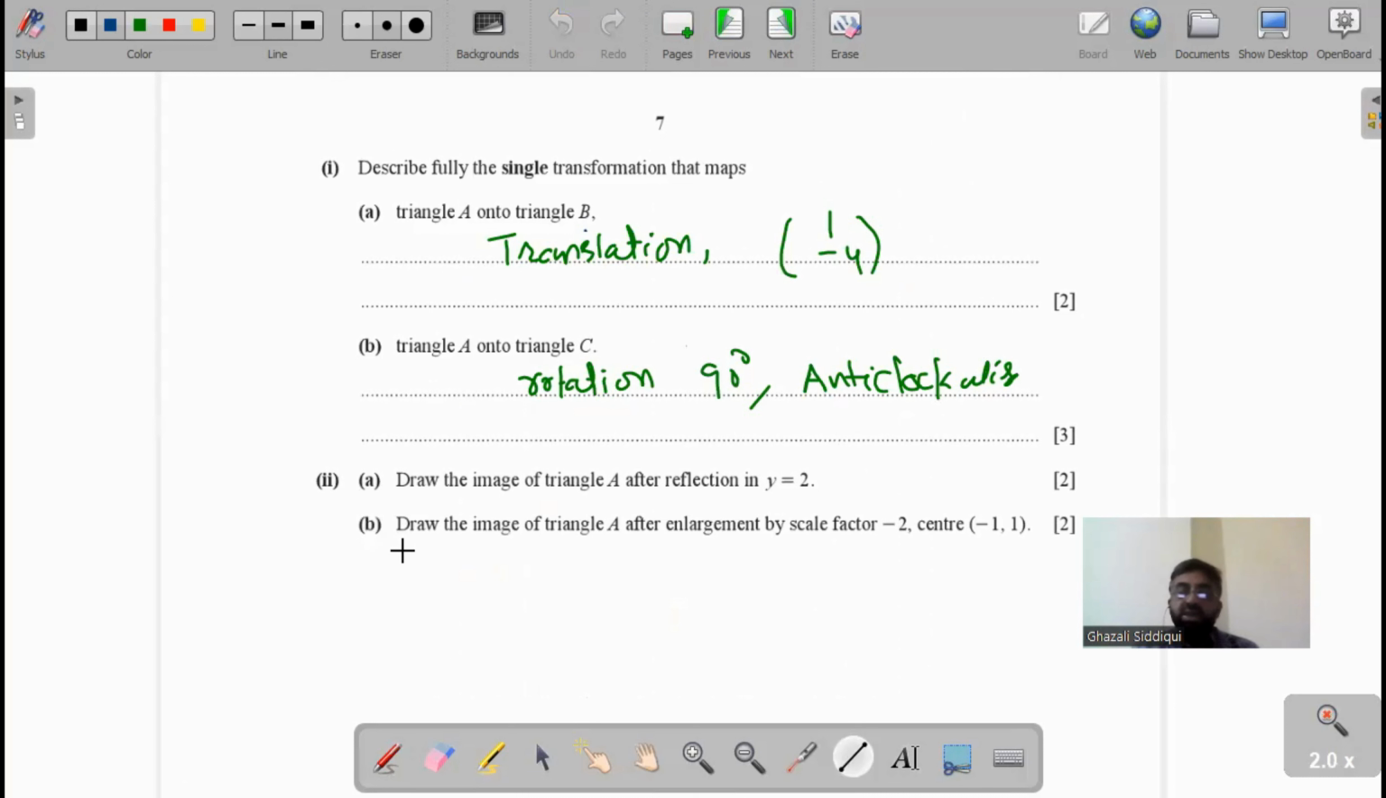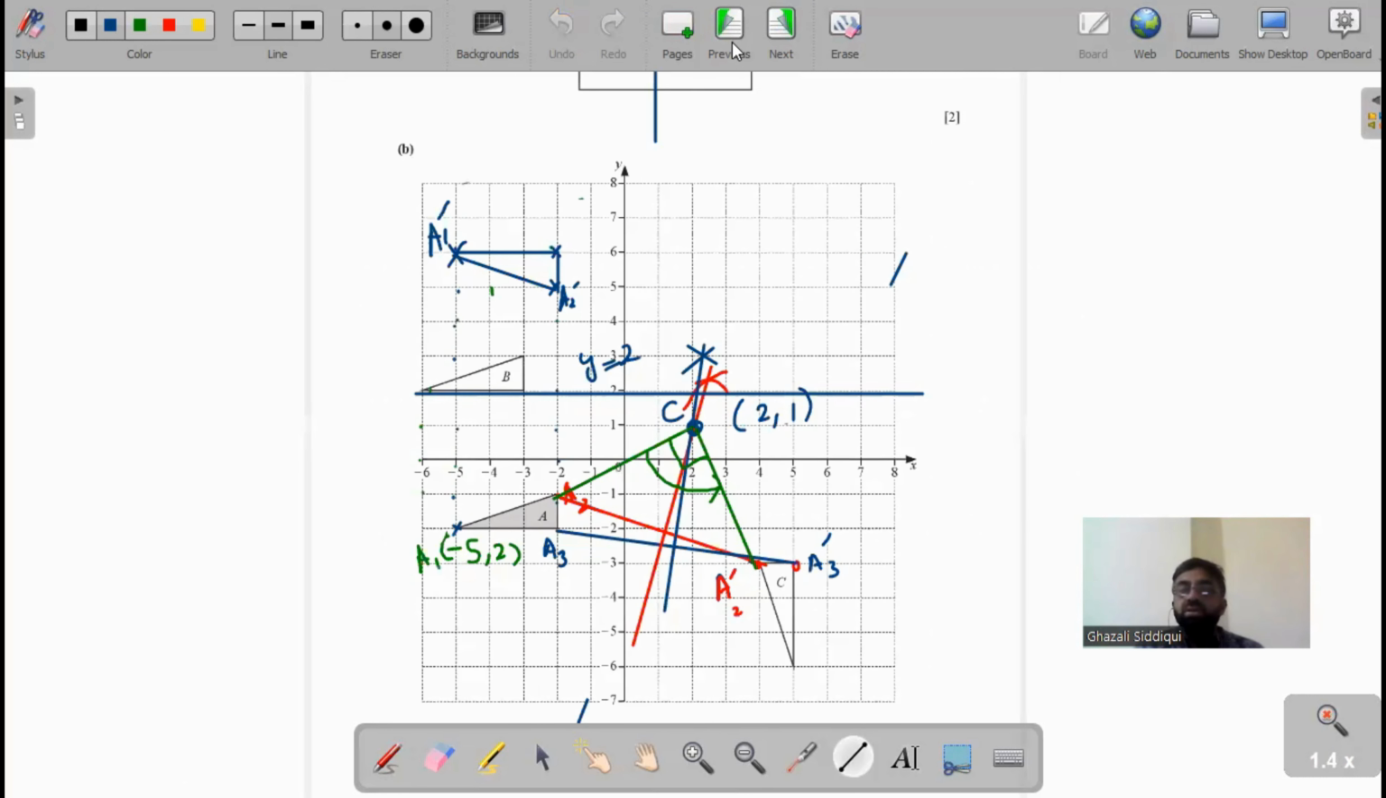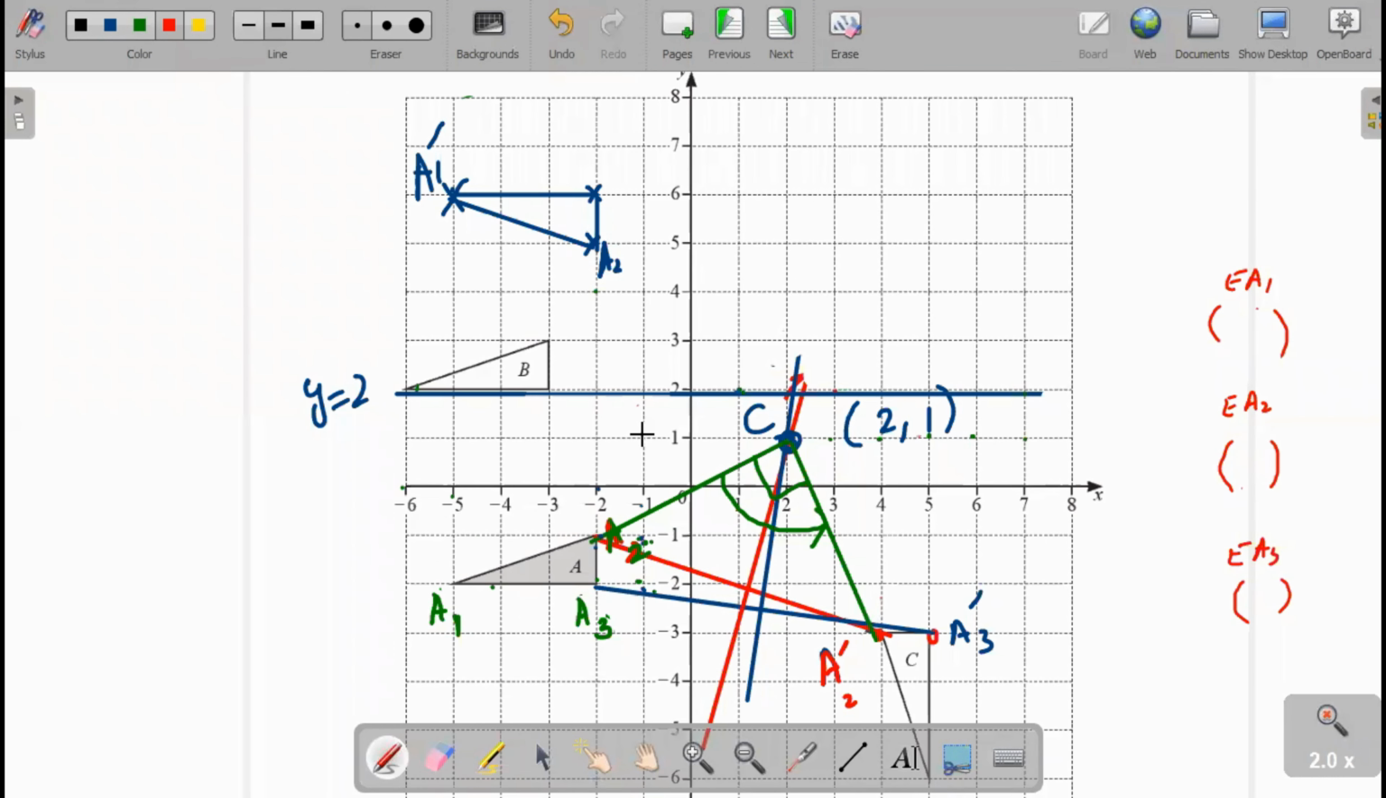Second part B, draw the image of triangle A after enlargement by scale factor -2, taking center -1, 1. And this point is the center of enlargement, -1, 1. Now firstly we find the position vectors of the points A1, A2, A3 of the triangle with respect to the center of enlargement E. Now firstly we move horizontally.